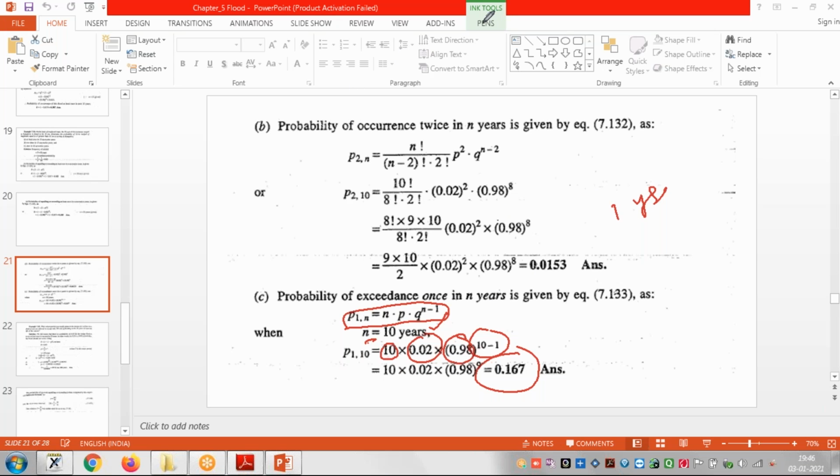See, there is a small difference. If you read the wording of the problem, see here.